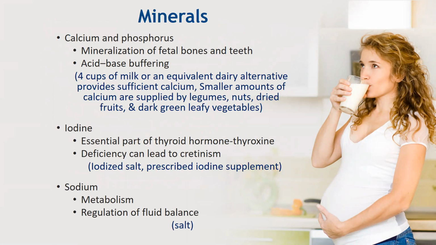The body absorbs and uses calcium more efficiently during pregnancy. Teeth begin to form at about 8 weeks gestation. If calcium intake is low, then fetal needs will be met at the expense of the mom. Her bones will actually become demineralized due to this. Minerals, calcium and phosphorus, you can get with 4 cups of milk or an equivalent dairy product. Smaller amounts are found in legumes, nuts, dried fruits, and dark green leafy vegetables.